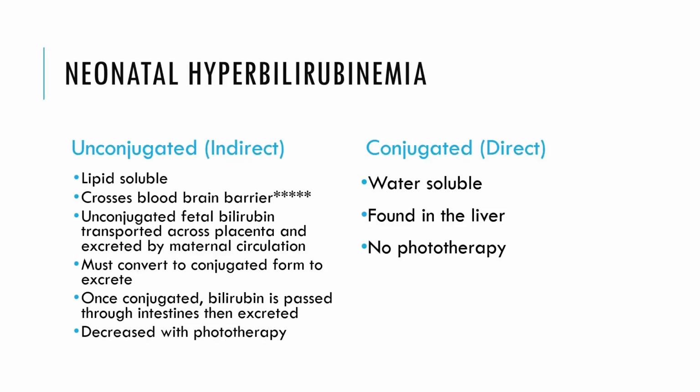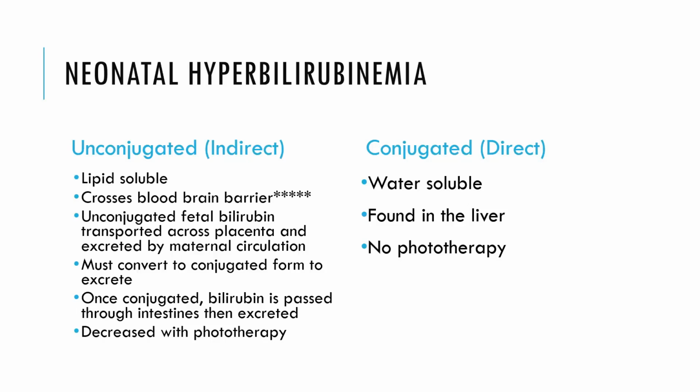You have to convert unconjugated bilirubin to conjugated before you can excrete it. We've said that multiple times. We'll say it multiple times more because it's an important concept to grasp. And once conjugated, bilirubin passes through the intestines and then can be excreted. And phototherapy does work when you've got an unconjugated hyperbilirubinemia, as opposed to conjugated, which is water soluble and can be excreted.